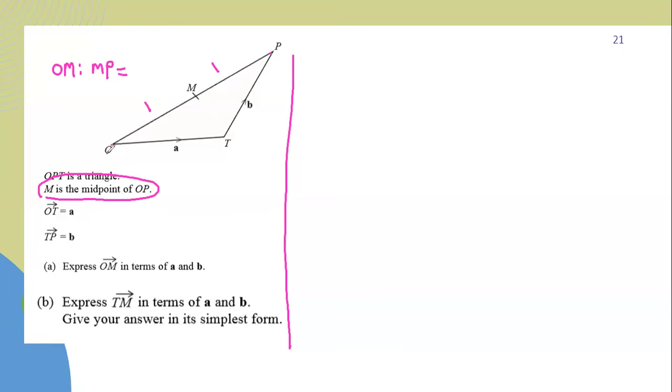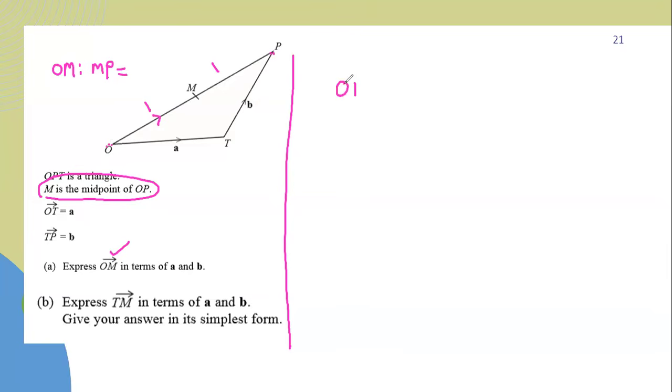Now, they have given us O to T as A, T to P as B. So they told us to express OM in terms of A and B. Here, it is very important for you to first ask yourself, what is O to M? O to M is this line here. And ask yourself, if I'm to get O to M, it means that I must know what is my O to P. So that is the first thing we have to find.